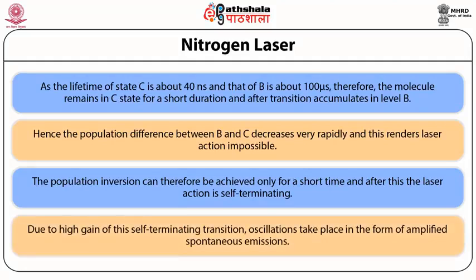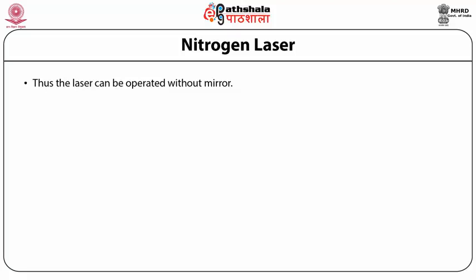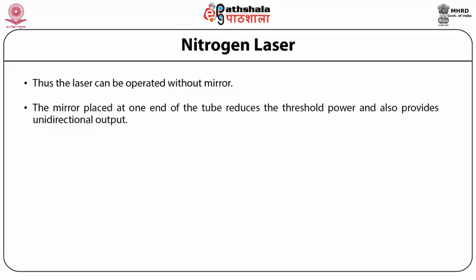Due to the high gain of this self-terminating transition, oscillations take place in the form of amplified spontaneous emission. Thus, the laser can be operated without a mirror. The mirror placed at one end of the tube reduces the threshold power and also provides unidirectional output. This also reduces the beam divergence.